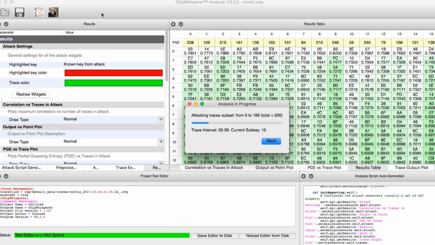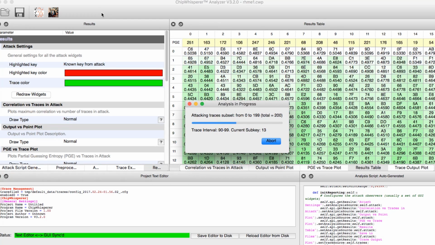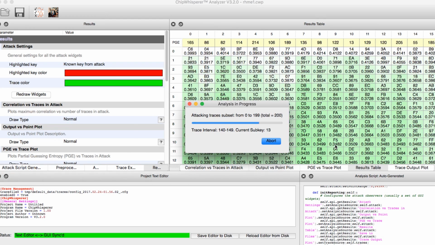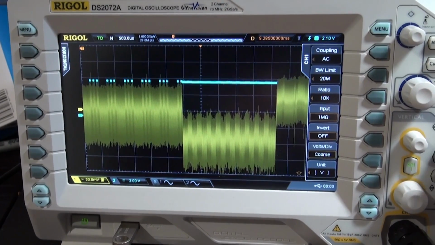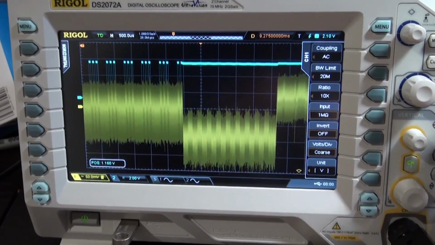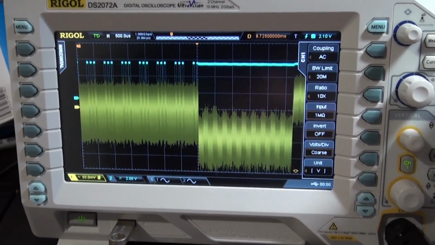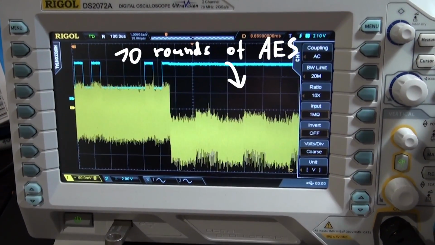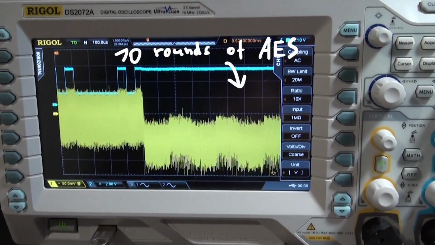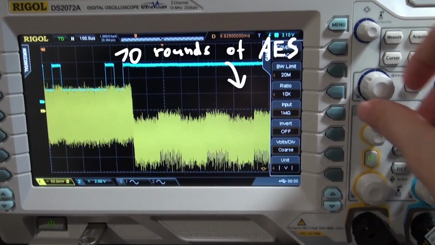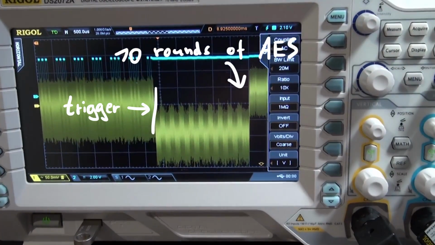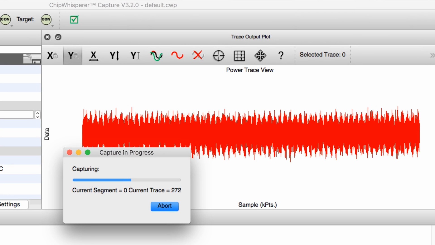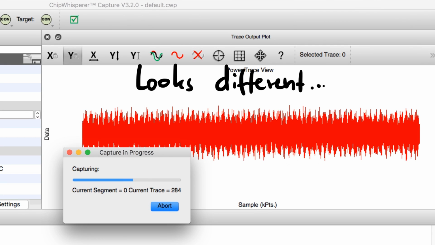So at some point I had fixed that, but stuff was still not working, and it's really hard to figure out what's going on. The traces I took on the oscilloscope looked really good. I was able to easily see where the crypto is happening. AES has 10 rounds of crypto and you can clearly see them. They are right there. So my trigger was at the right moment. But when I took traces with the ChipWhisperer, I didn't see that.